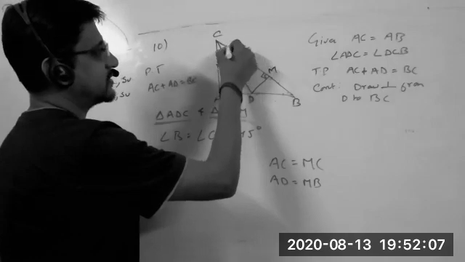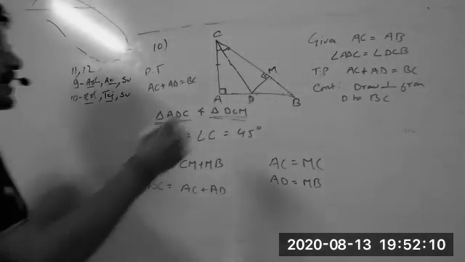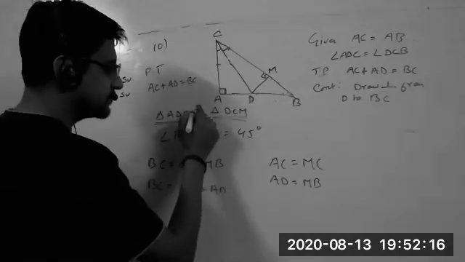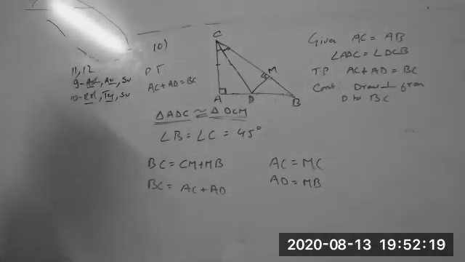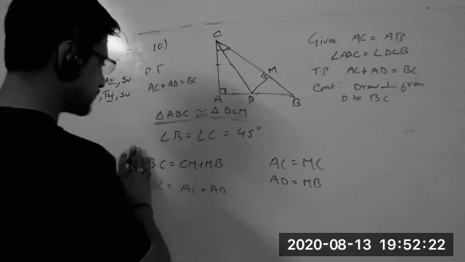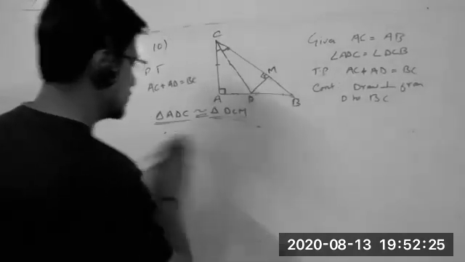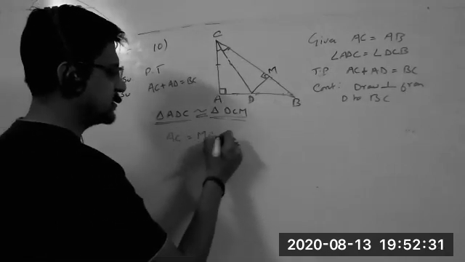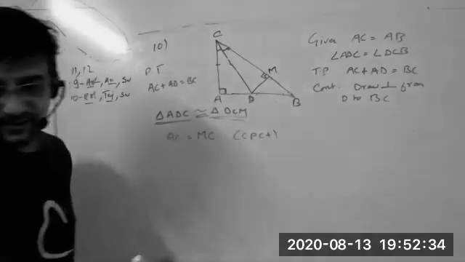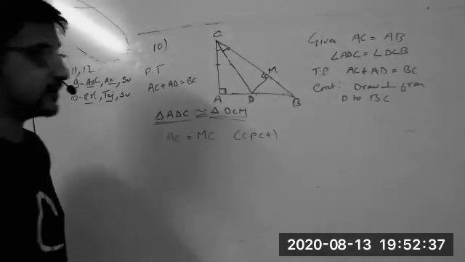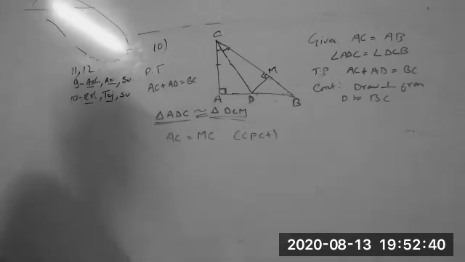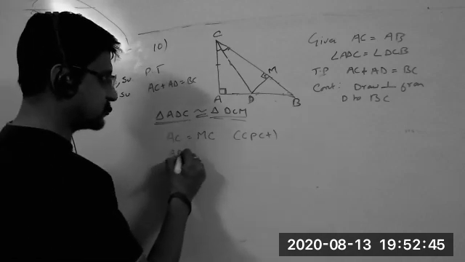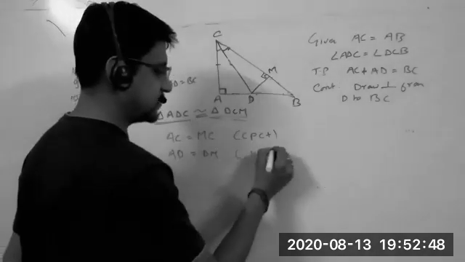This angle is equal to this angle, given, and DC is common. So by AAS, both are congruent. So we prove that both are congruent. So can we say AC is equal to MC by CPCT? I'm not writing everything. I'm just making you understand. You have to write it properly. Can we say AC is equal to MC by CPCT? And can we say AD is equal to DM by CPCT? Any doubt?